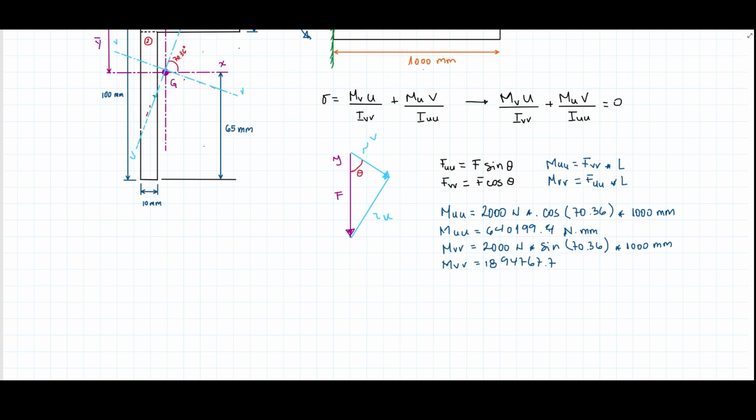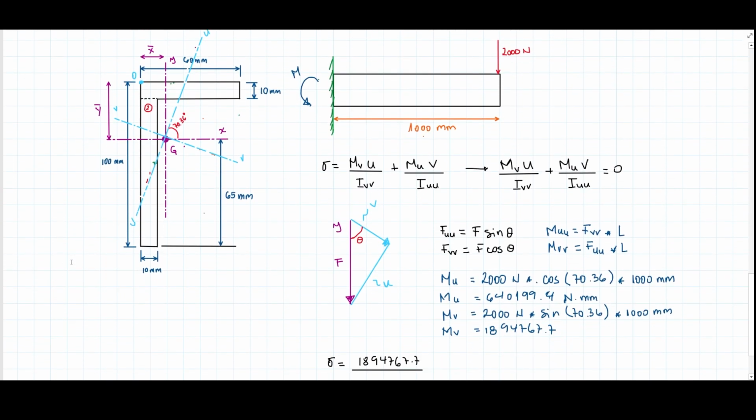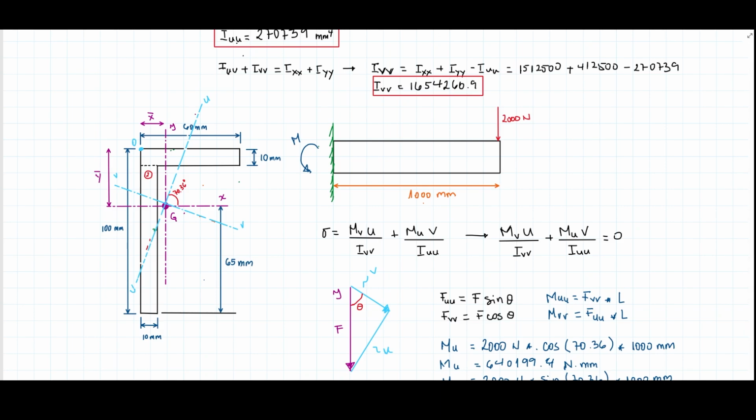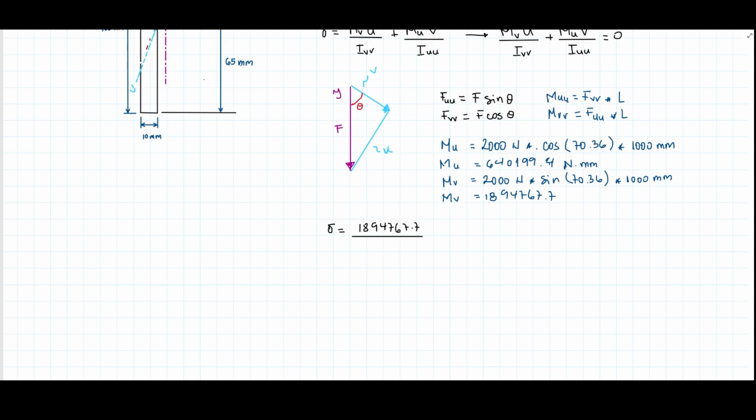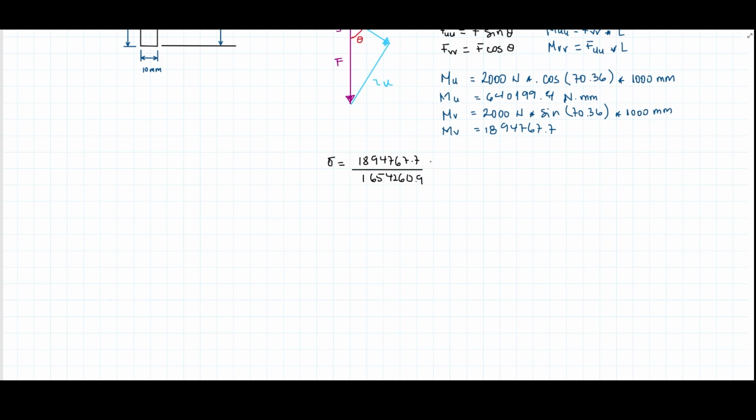And we're going to have sigma, which is the general equation for stress. And this is going to be equal to what? I wrote down the moments differently, but the idea is that, and let me make it equal so we don't get confused, we're going to have 1,894,767.7 divided by the moment of inertia, and let me see if I can copy it from GeoGebra. Yeah, in here. So it's 1,654,260.9. And this multiplies U.